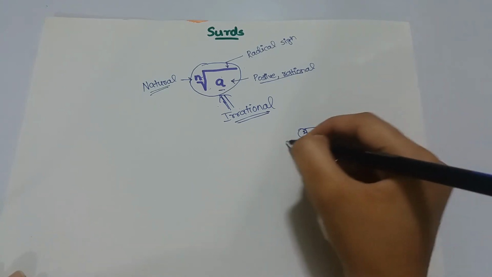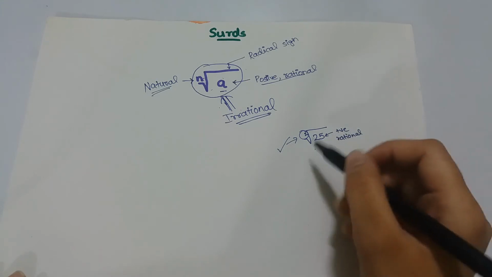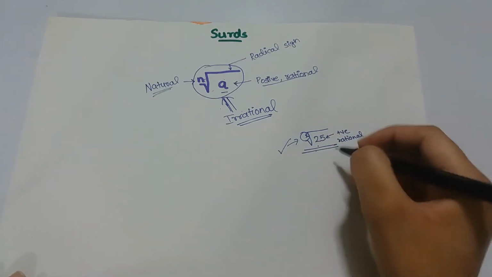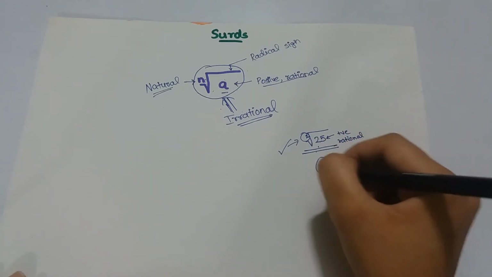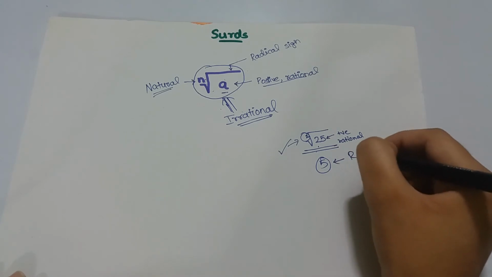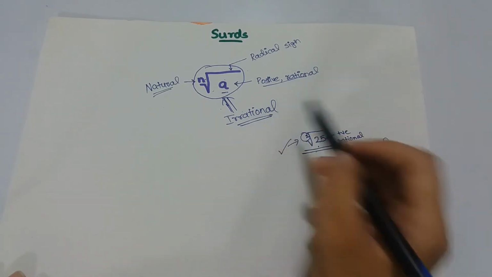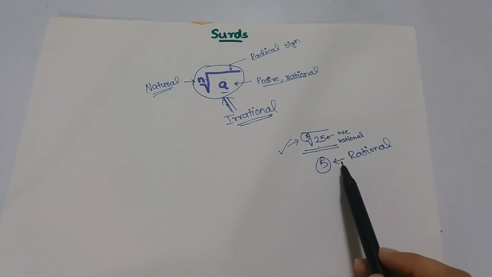So is 2 natural? Yes, 2 is natural, but it's not a surd. Why? Because this whole outcome is a rational number, square root of 25 is 5 and this is rational. But we need the outcome as irrational. That is why this is not a surd.